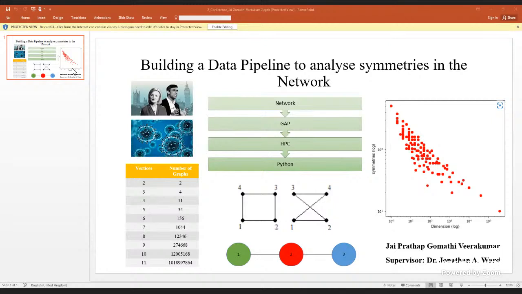How do we reduce it? By using the symmetries. Symmetries are nothing but a method where we get the permutation and combinations of different networks, combinations of a graph without affecting its structure.